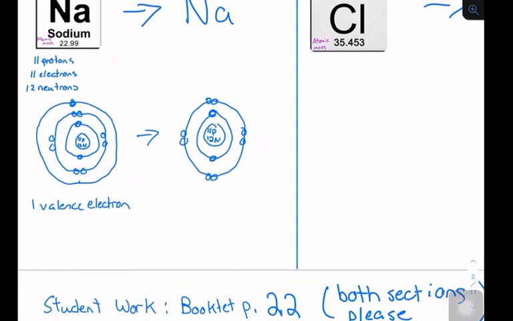So we can do a charge balance on each of them. On the atom, we have 11 protons, which are positive. We have 11 electrons, which are negative. That's going to be a 0 charge. When it becomes an ion, we still have 11 protons. That never changes, but we lose an electron to something else. So we now have 10 electrons. So the overall charge becomes plus 1. When I lose a negative particle, that takes my overall charge to be a plus 1.